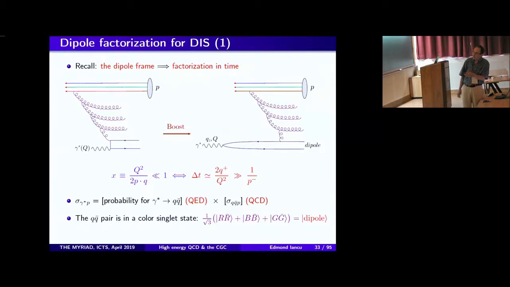The QQ bar pair comes from a photon, which means that the overall color state of the QQ bar pair has to be zero. It's a color singlet state. How do you build a color singlet out of two particles in the fundamental representation, the quark and antiquark? Well, you just take the most symmetric combination of the color states of the quark and the antiquark. This is red anti-red, blue anti-blue, green anti-green, with equal coefficients. This overall singlet state of quark antiquark, fully symmetrized, is a neutral state, and that's why they call it the dipole.